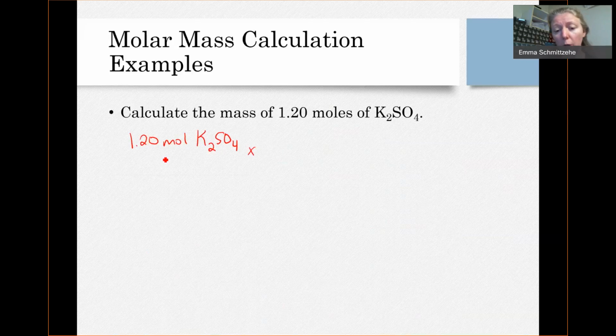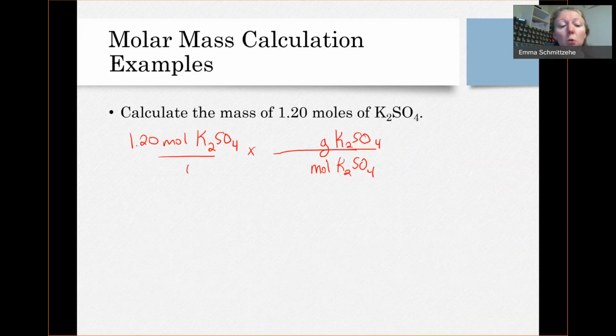So as always, if you want, you can put that over 1. And I have moles. I want to get rid of that. So I'm going to put it opposite. So I'm going to put moles K2SO4 down here at the bottom. And I want the mass, okay, and molar mass is going to get me grams. So I'm going to put grams on top, okay. So my units are set up to where the unit I don't want is going to cancel and the unit I want is going to remain, okay.